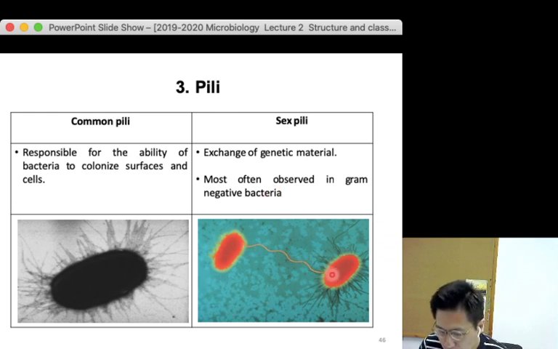The plasmid is transferred from one cell to another through the sex pili. The sex pili are much longer than the common pili, so they are easily distinguished.